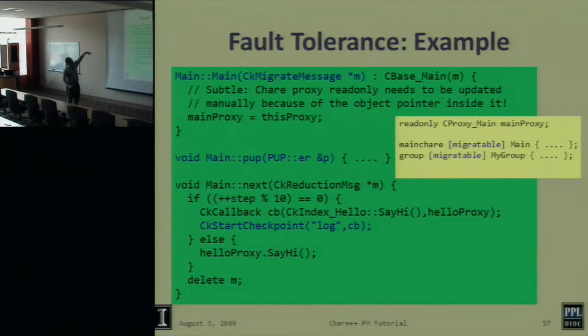Here we have this pretty simple main chare, and it's got one readonly, which is basically just the pointer to the proxy. But we have to go in and deal with that when we are in the main. And so in this case, we have this next, where if it's one of these steps in which we're going to do a checkpoint, we set up the callback, we call start checkpoint, and otherwise you do normal work.